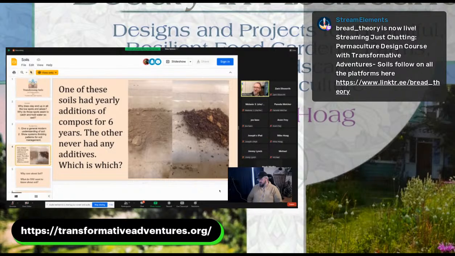Well, of course you gave the answer that I wanted you to give, and of course it's a trick question. Thank you for playing along. What's really going on here is the soil on the left had compost dug into it, an inch of compost every year for 6 years, and continued to be used. The soil on the right never had any compost or amendments of any kind added to it.